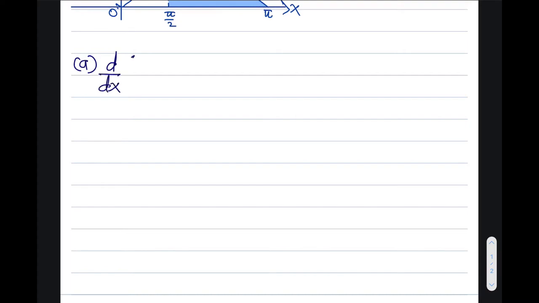When we differentiate x cos x, now remember that there are two functions, okay? x and then cos x. So that means we will employ the product rule. Let's first differentiate x and maintain cos. So you differentiate x, you get 1. So that will give you cos x.